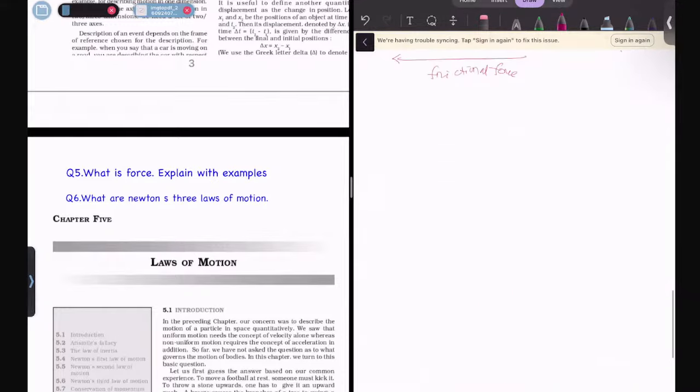What is the formula for force? Force formula we will learn in Newton's 3 laws of motion. We'll learn it there. Okay, so I'll move to the next question for today. What are Newton's 3 laws of motion? So Newton had 3 laws of motion. First, second, and third law of motion. So I'll start with the first law of motion.